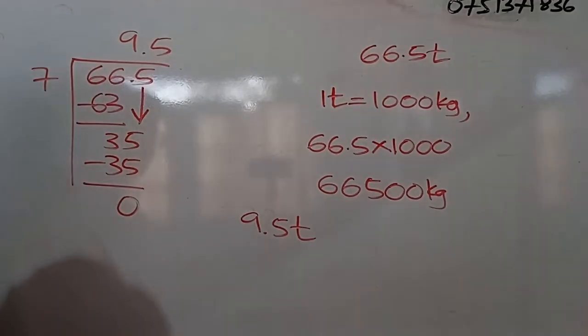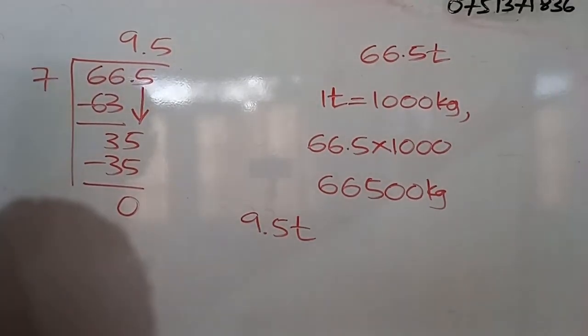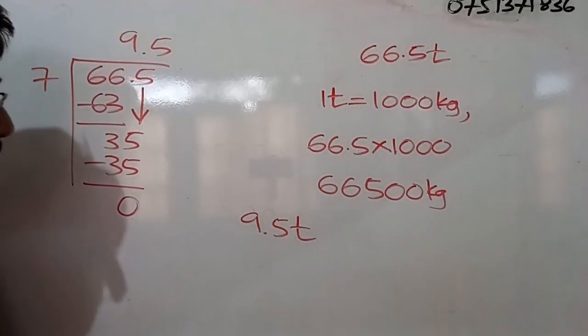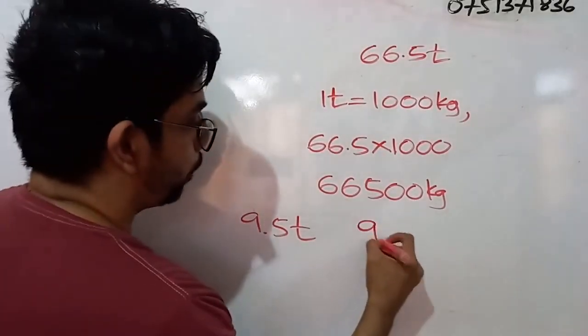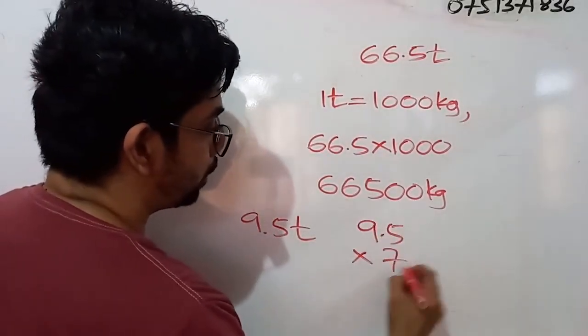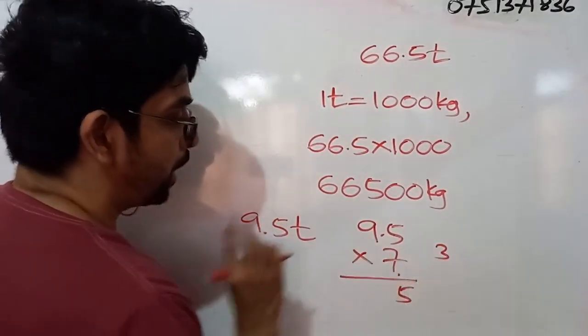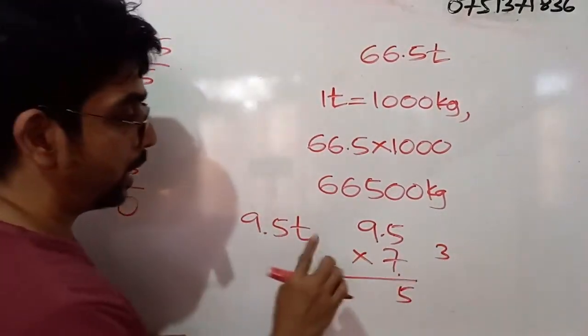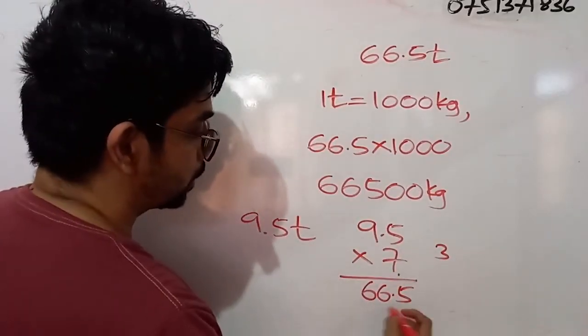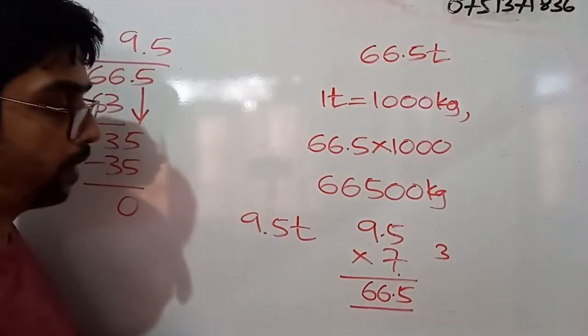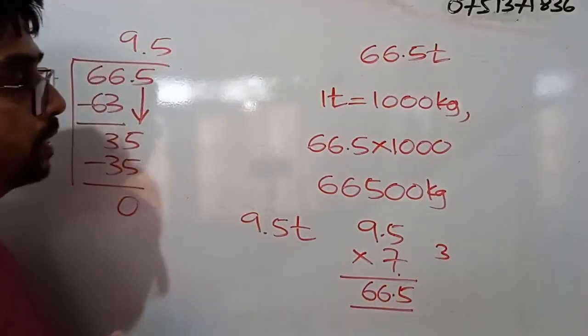Right. So how do we verify the answer? Simply take 9.5 and multiply it by 7. 7 times 5, that is 35. So we have 3. 7 times 9, that is 63. Add the 3, we get 66. So the answer is 66.5 tons. So the answer is correct.